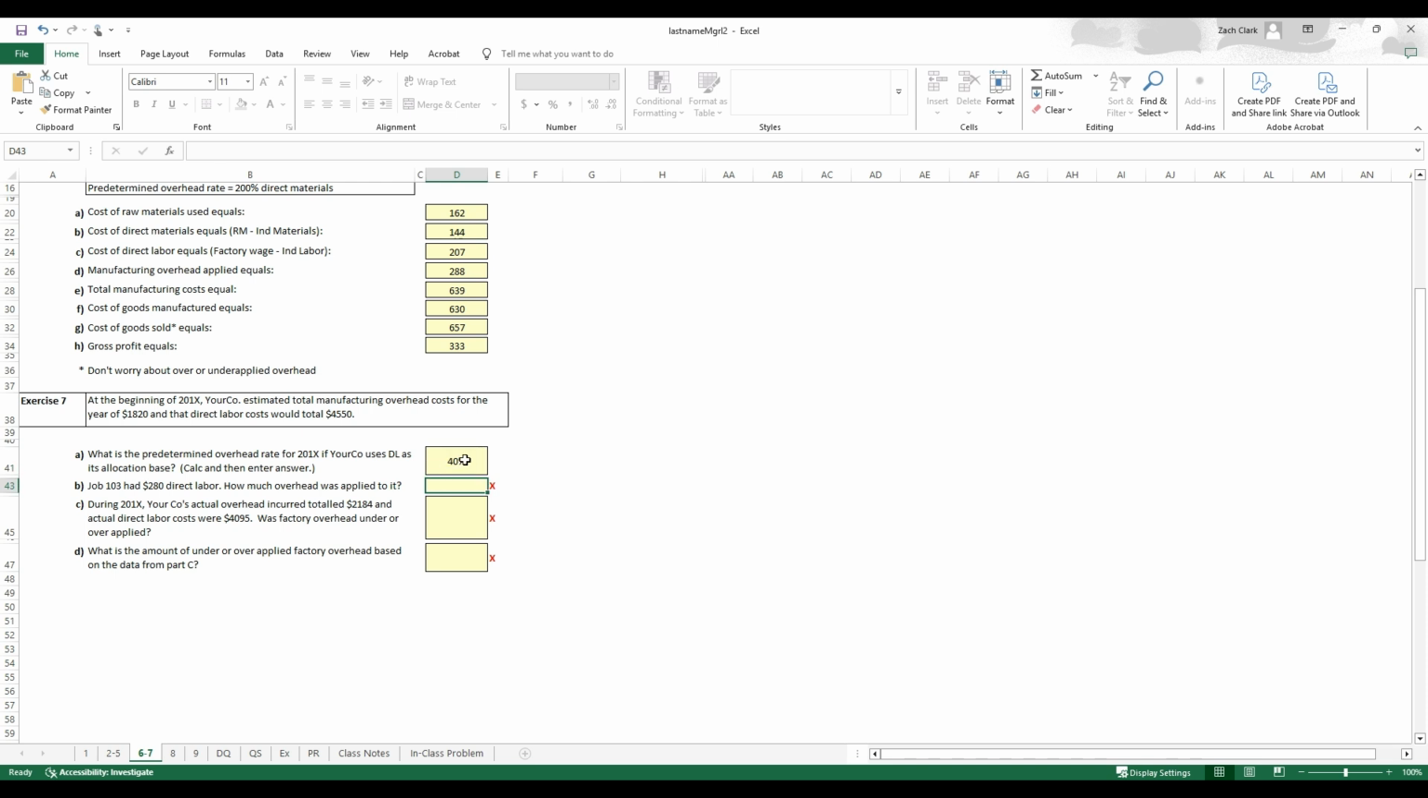So what we're saying here is 40%. For every dollar of direct labor, we're going to allocate 40 cents of manufacturing overhead cost as our predetermined rate. And then here we can say, okay, if this job had $280 of direct labor, and we times that by 0.4, we're going to have 112. Again, for every dollar, 40 cents. So if we have a total, just times that by 40%.